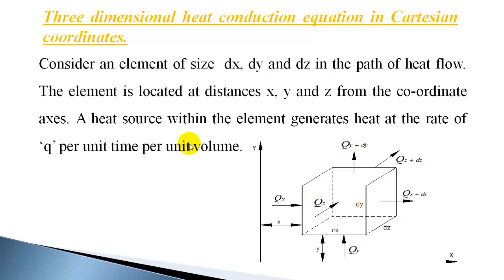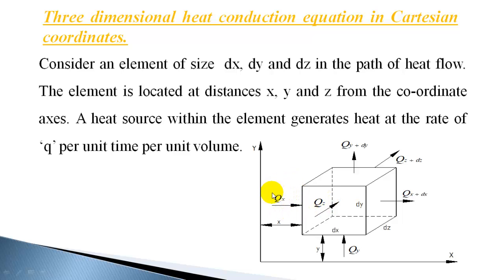And temperature can also vary with respect to time. So that will make it unsteady state. If the temperature varies with respect to time, the condition will be unsteady state. Now let us consider a general case where the heat is flowing in all the three directions and the temperature is also varying with respect to time.